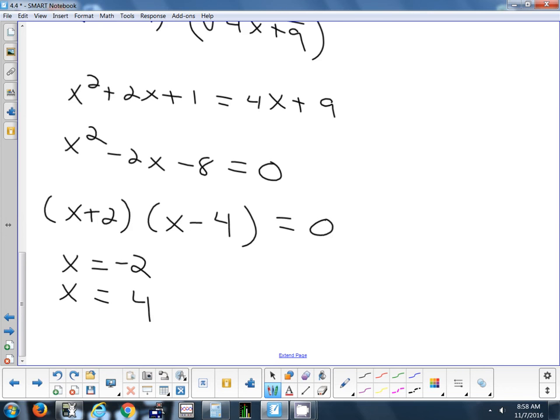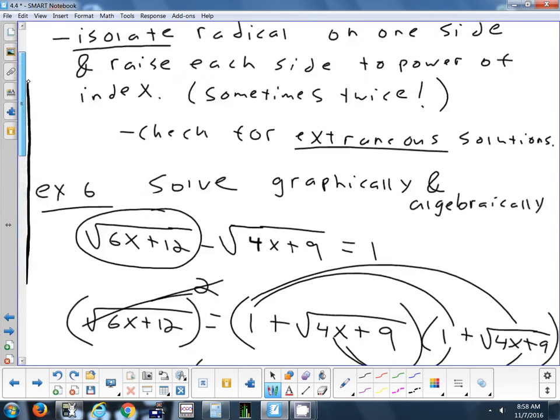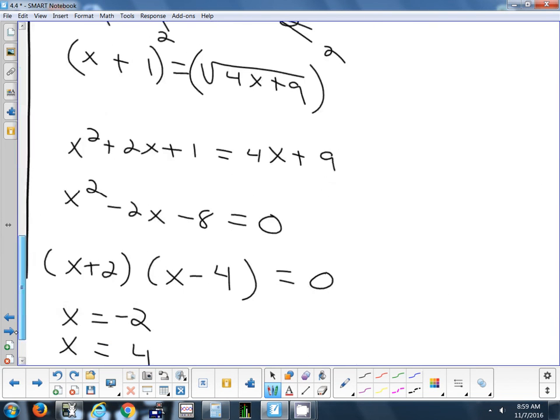I'm not going to circle them yet because I got to make sure that neither answer causes me to take the square root of a negative. Let's check 4 first. What's 6 times 4? And then plus 12? That's a positive. So I'm not taking the square root of a negative. In fact, if you wanted to check it, what's the square root of 36? Just write that off to the side. So 6 minus, what's 4 times 4? Plus 9? Yep, and what's the square root of 25, which we can do? 5. And if you do 6 minus 5, do you get 1? Yeah, so that answer's perfect. Okay, so this one works.